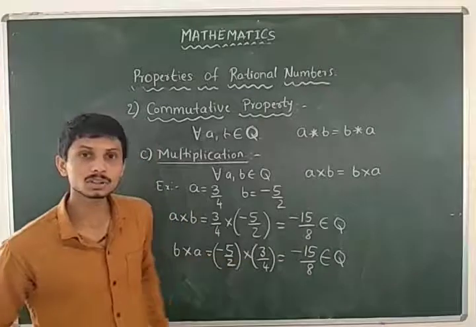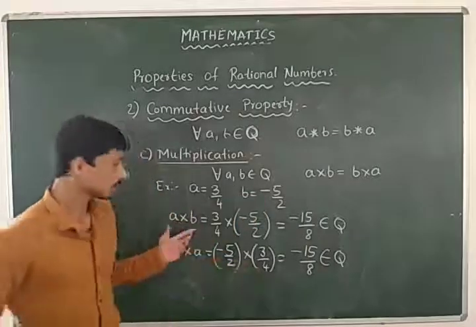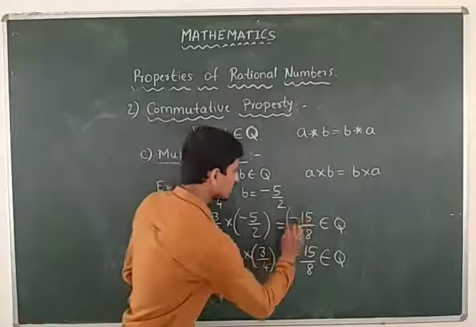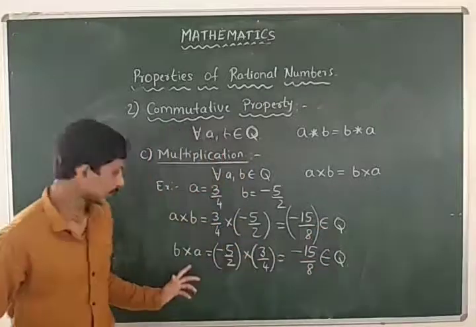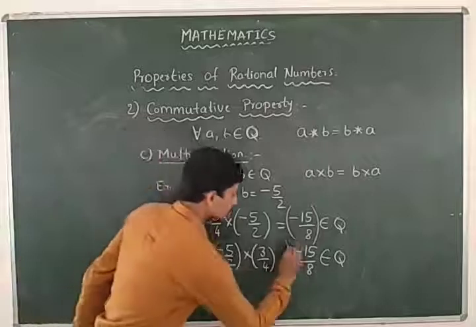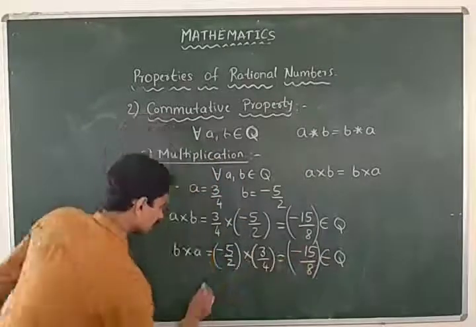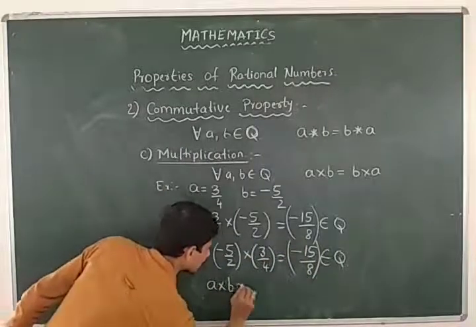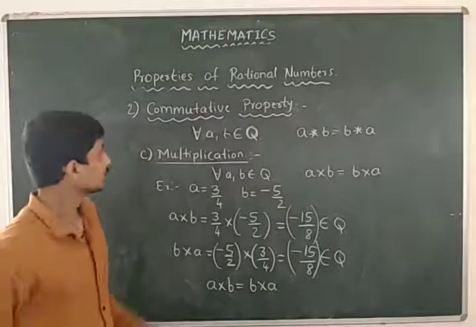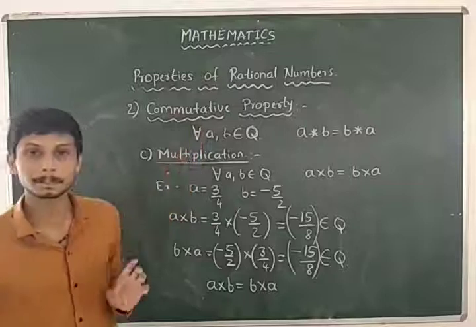So check whether both are equal or not. Yes, it's also equal, because when we take a into b, we get the answer as minus 15 by 8. And when we perform the operation of b into a, we also get minus 15 by 8. That means a into b is equal to b into a. So this means that rational numbers are commutative under multiplication.